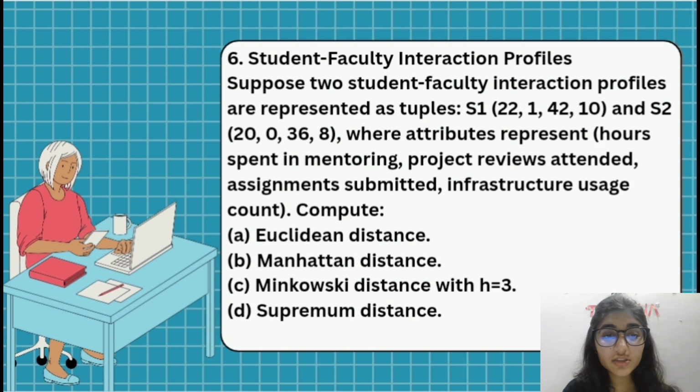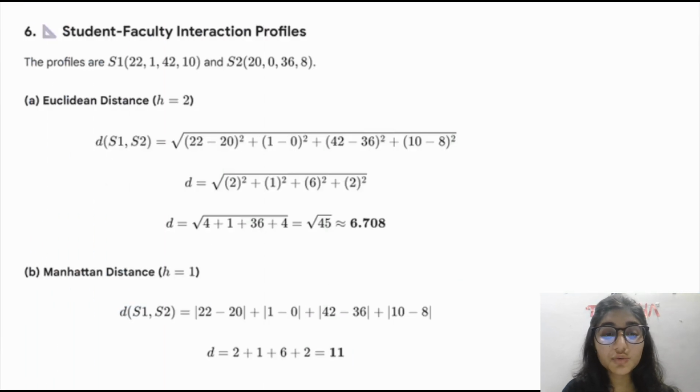To calculate the Euclidean distance, that is h equals 2, we take the square root of: from S1 the first value 22 and from S2 the value 20, so (22 - 20) squared, plus (1 - 0) squared, plus (42 - 36) squared, then 10 from S1 and 8 from S2 squared. So d becomes approximately equal to 6.708.